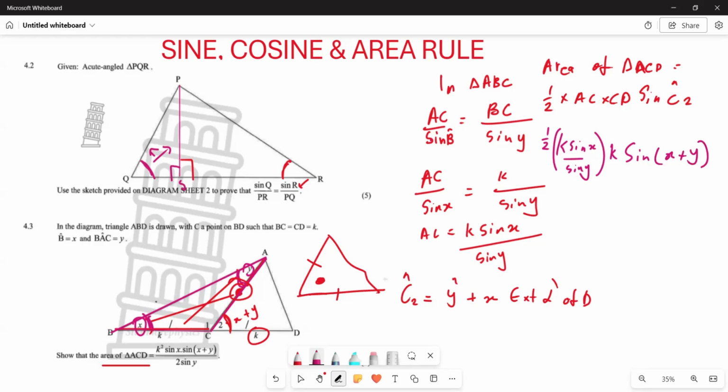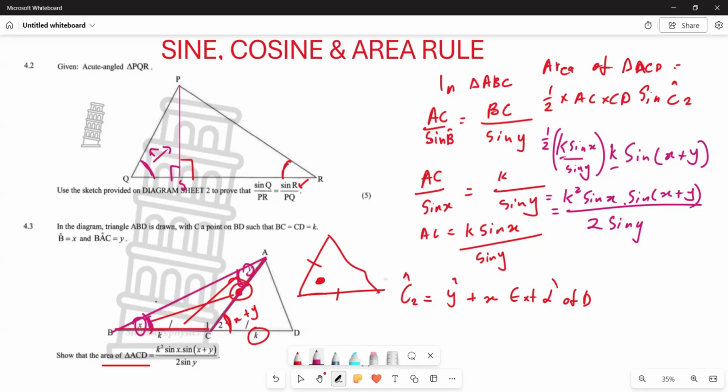Now what are you going to do from here? You are going to multiply everything here. You have K and K here, so this is going to be K squared, multiplied by sine X, multiplied by sine of X plus Y. And this is divided by the 2 in the denominator, so 2 sine Y. Basically, that is what we are required to prove.